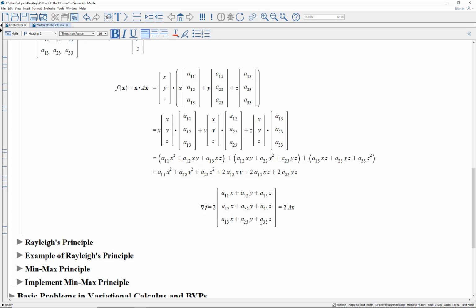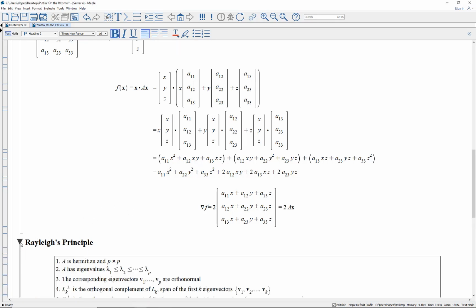and so forth. When you look at this, you realize you have x's here, y's here, z's here. Pull that out. That's the x here. These are the columns, a11, a12, a13, and so forth. This is Ax. And so the contention is just a bit of simple linear algebra. So, Rayleigh's principle.